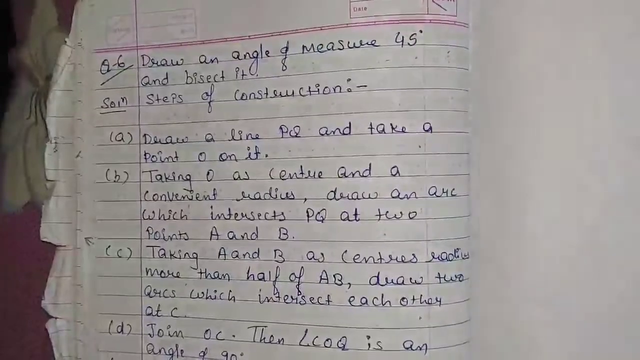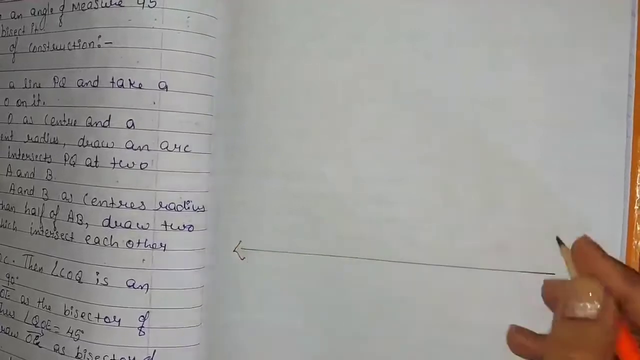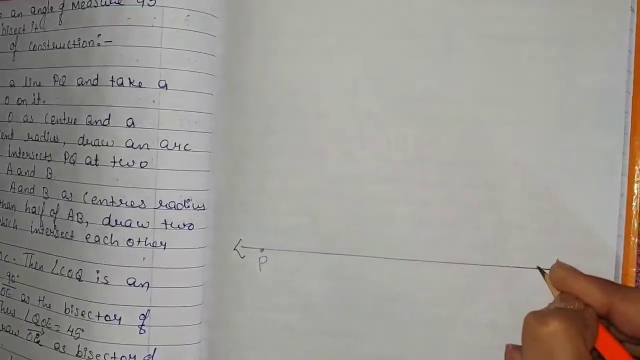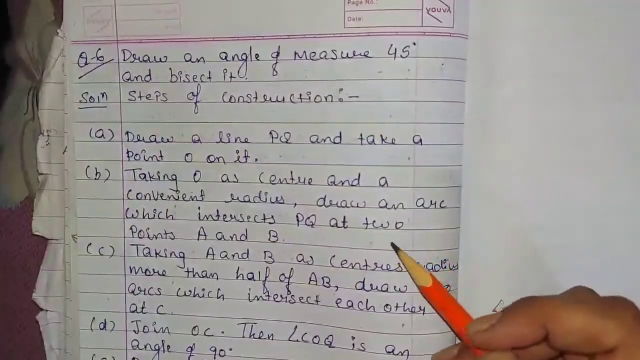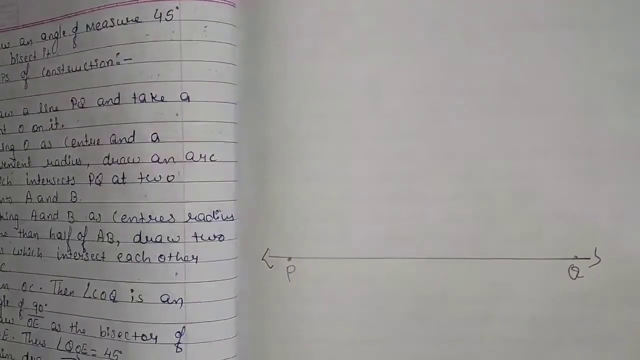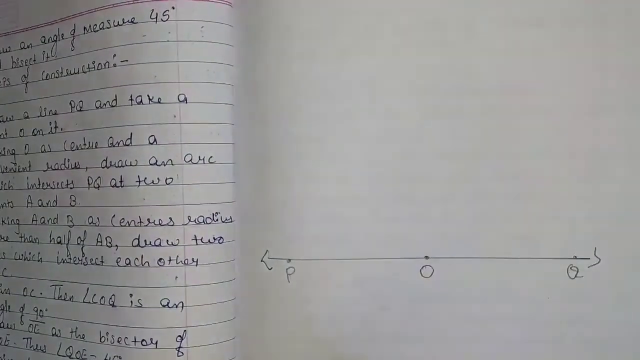So students, let us draw line PQ. So here we have drawn one line PQ. Let us label the names P and Q. B. Taking O as center and convenient radius, draw an arc which intersects PQ at 2 points A and B. So we have drawn a line PQ and taken a point O on it.